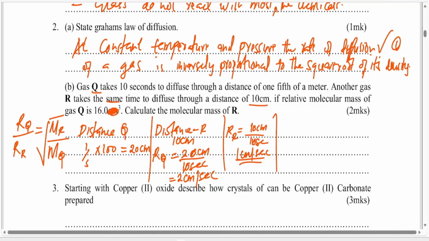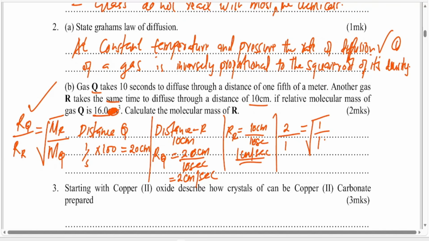find the relative molecular mass of gas R, as we have been taught, and therefore I'll use the equation and substitute. So the rate of gas Q is, according to our equation here, 2 centimeters over the rate of R, which is 1, is equivalent to the square root of the relative molecular mass of R divided by the relative molecular mass of Q, which is 16. We have been told it is 16.